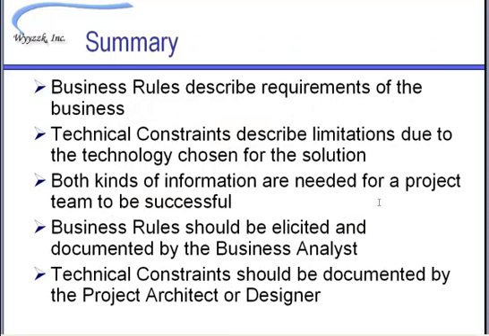So in summary, a business rule describes requirements of the business. A technical constraint describes limitations due to the technology chosen for the solution. You need both kinds of information for your project team to be successful. Your business rule should be elicited and documented by the business analyst. Your technical constraints should be documented by the project architect or designer.